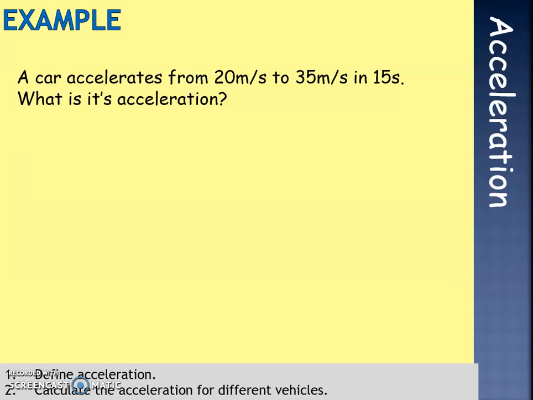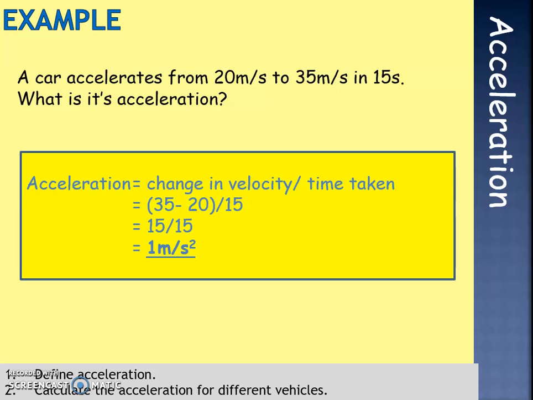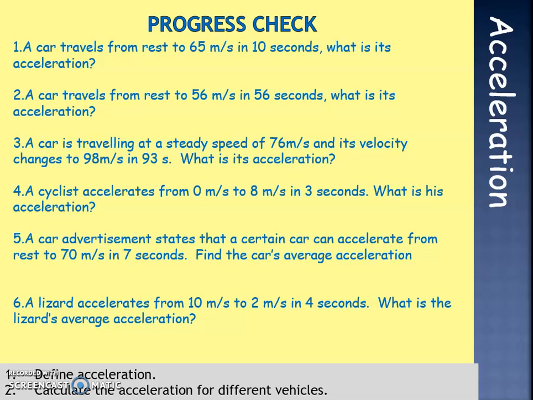Car accelerates from 20 to 35 in 15 seconds. What's its acceleration? So from 20 to 35, we get 35 take away 20, giving us 15. It's taken 15 seconds for that change, so that's 15 divided by 15, giving us 1 meter per second squared. Okay, after those examples, please pause the video and attempt these 6 questions. They will all be using the acceleration equation. Off you go.